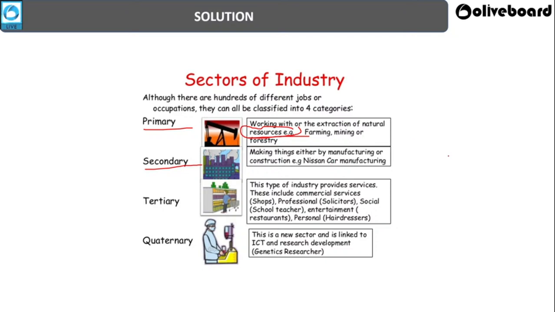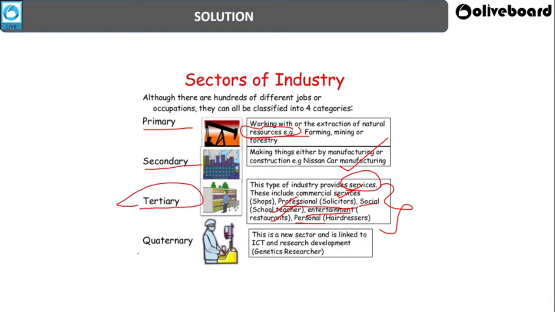Going to the tertiary sector, this is nothing but a type of industry which mainly is concentrating on services. And these services can be varied, like the commercial services that are provided by the retail stores. We have professional services which are provided by the solicitors. We have educational services by the teachers, right? That is social service. And we have the entertainment services given by restaurants and theaters, and also personal services which are given by the different boutiques like the hairdressers and others, right? So all of these different kinds of services, you can classify them into the tertiary sector.